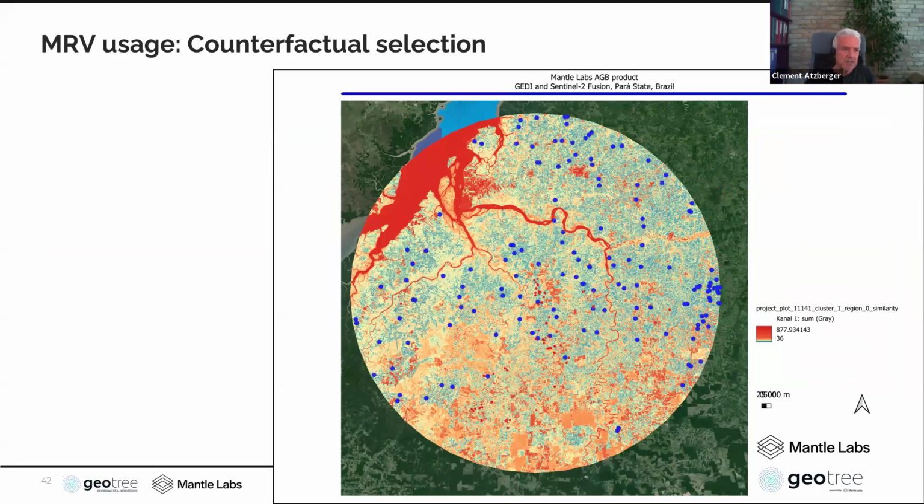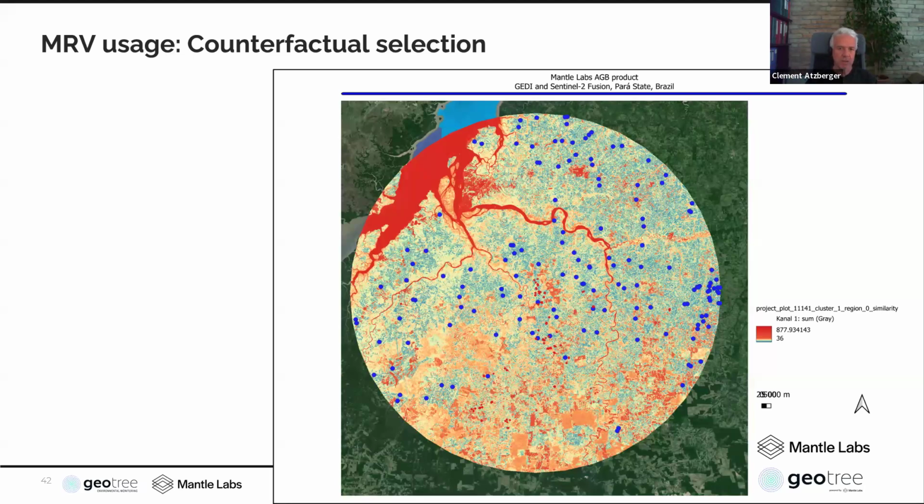The counterfactual selection can be visualized like this. Imagine here in the center of this disk, you have your project plot. Now we are supposed to look for the 100 best matching counterfactuals around this, taking into account, for example, that they should be in the same ecoregion, not in protected areas, etc. So we proceed here in 2 steps. First, we use the Barlow Twins to pre-select.